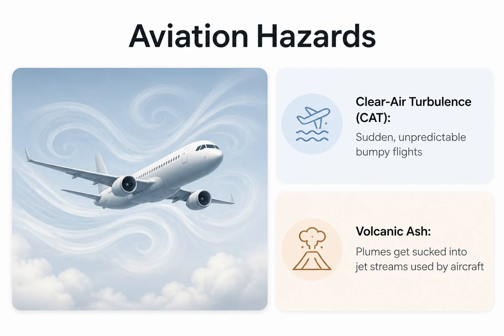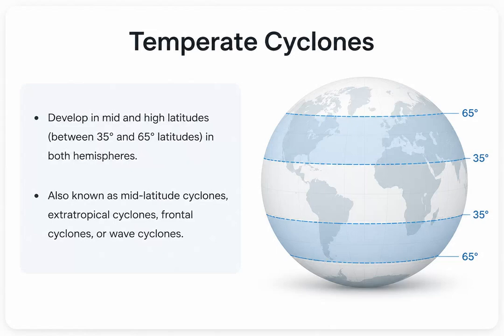These atmospheric dynamics set the stage for complex weather systems across the globe. Moving right into the next major atmospheric phenomenon, let's examine temperate cyclones. These are cyclonic systems that develop in the mid and high latitudes, specifically between 35 and 65 degrees in both the northern and southern hemispheres. Because of their location and how they form, you might also hear them referred to as mid-latitude cyclones, extratropical cyclones, frontal cyclones, or wave cyclones.